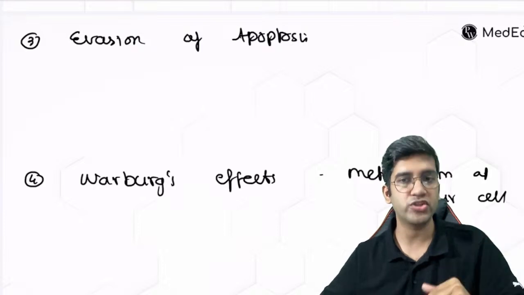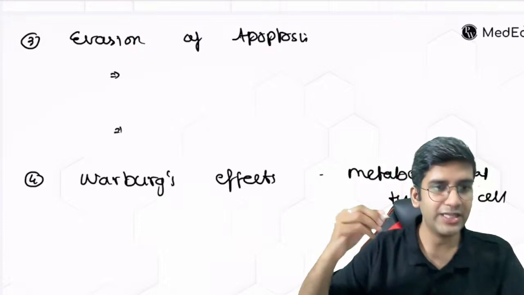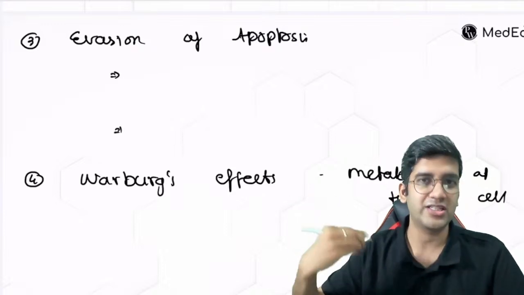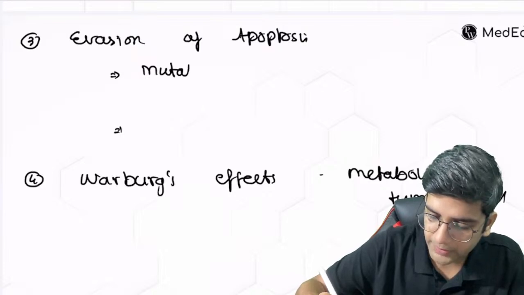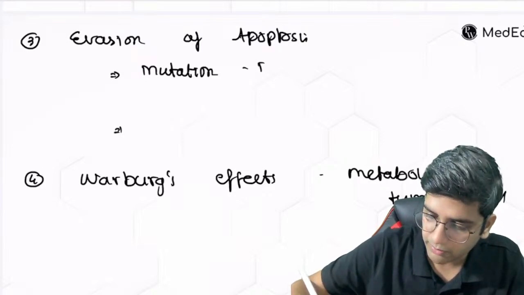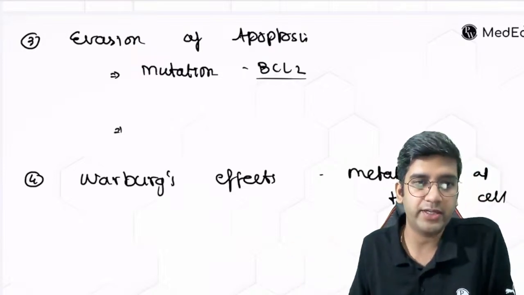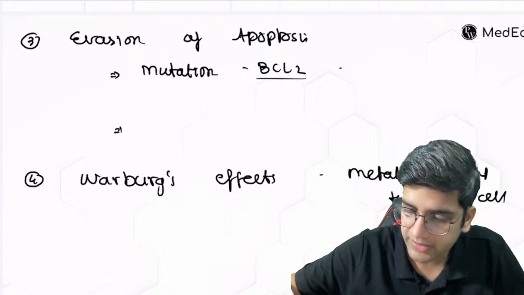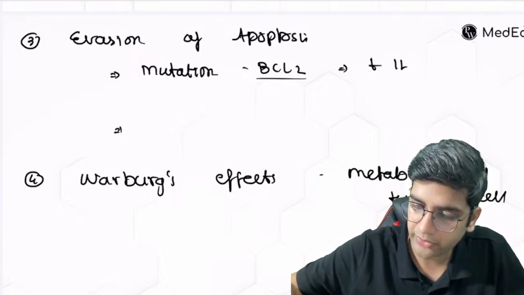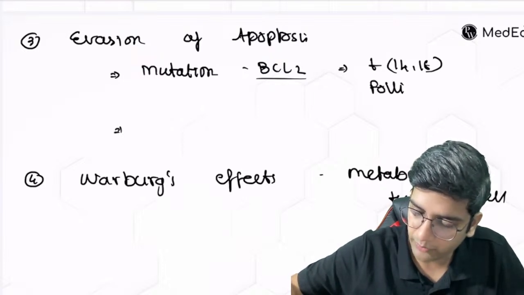That's how it produces cancer. So evasion of apoptosis: one is a must for me, the other one for an extra mark. Here, when you have a mutation in BCL2, BCL2 is an anti-apoptotic gene, right? So more and more function of the anti-apoptotic gene happens, which occurs in the classical case of translocation 14;18, which is seen in case of follicular lymphoma.